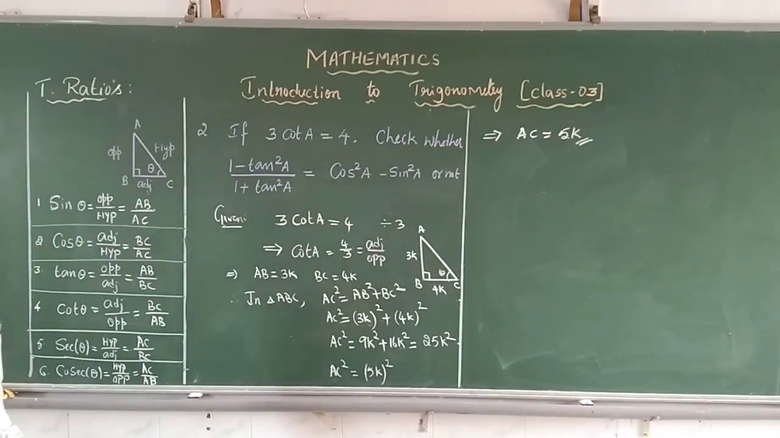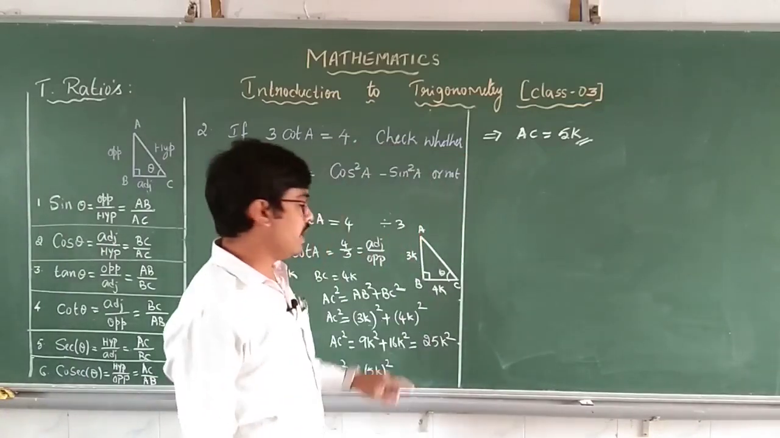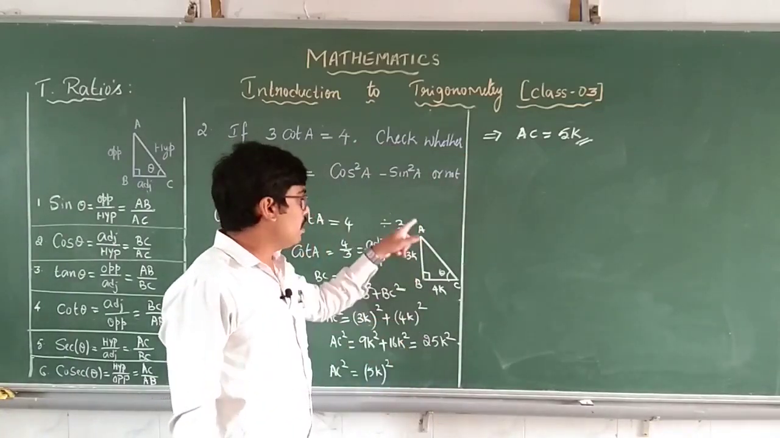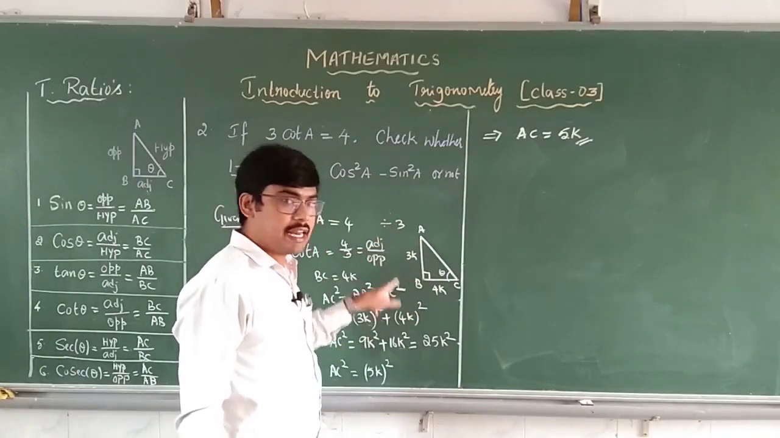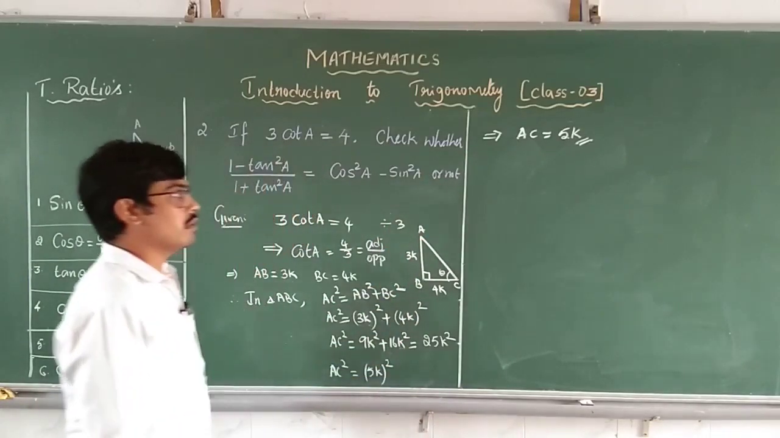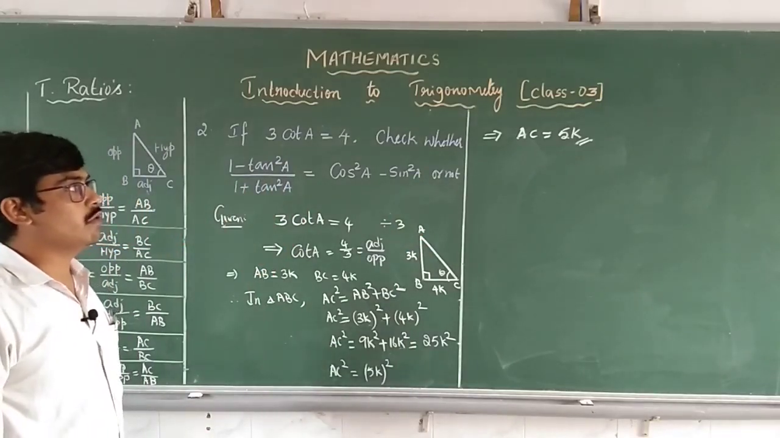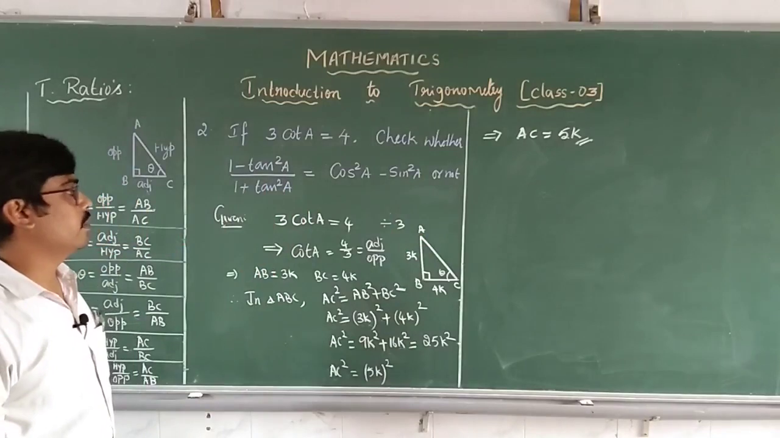This is the value of AC. Actually, strictly speaking, we need to take plus or minus 5k. But we are not taking the minus value because AC represents the length of a line segment. It can't be negative. It must be positive. So I am considering only the positive value after taking the square root.